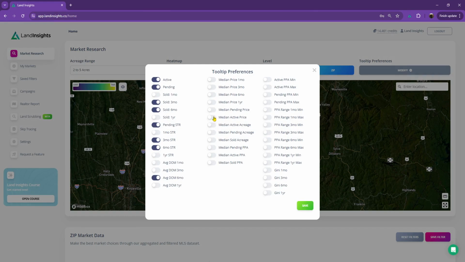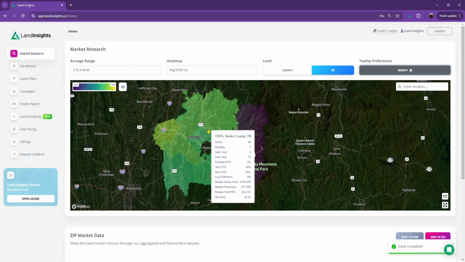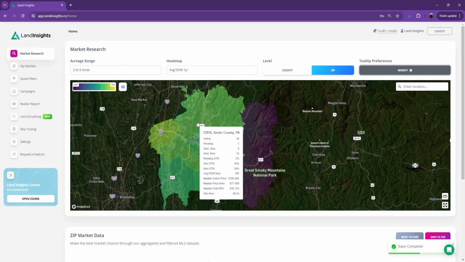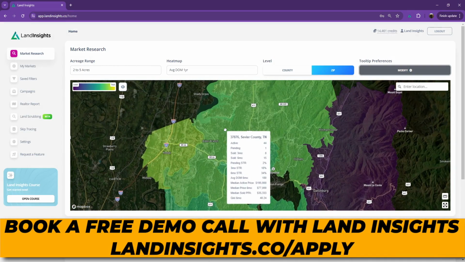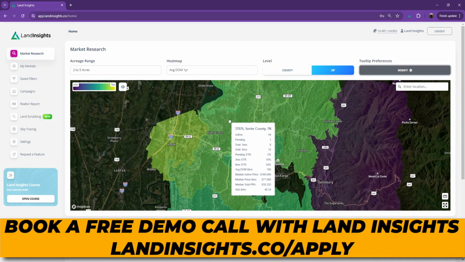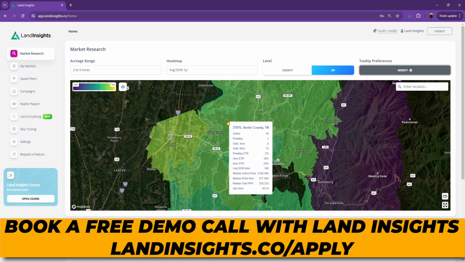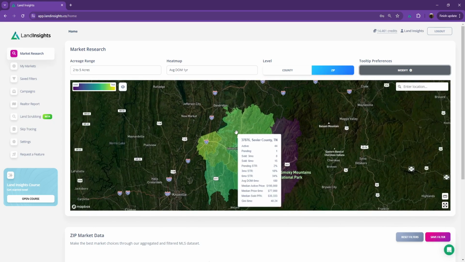Now I can actually use the median active price or compare that against the median sold price. I can even use the median price per acre. I can look at that compared to the Gini as well. And so there's a lot more opportunity here when we're looking at a smaller acreage range. It just starts out with that more broad analysis using some of those data points on the left-hand side. So that is kind of a breakdown of using the tooltip on market research and My Markets.